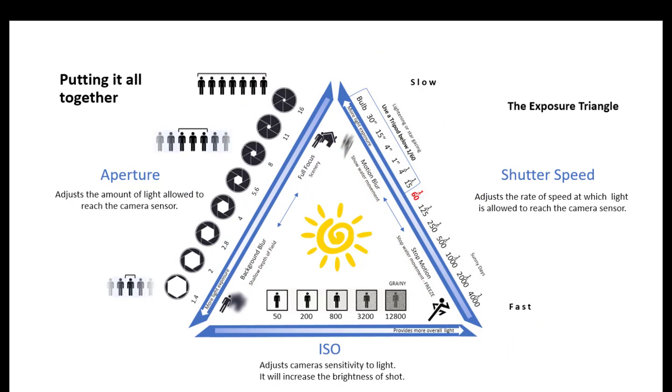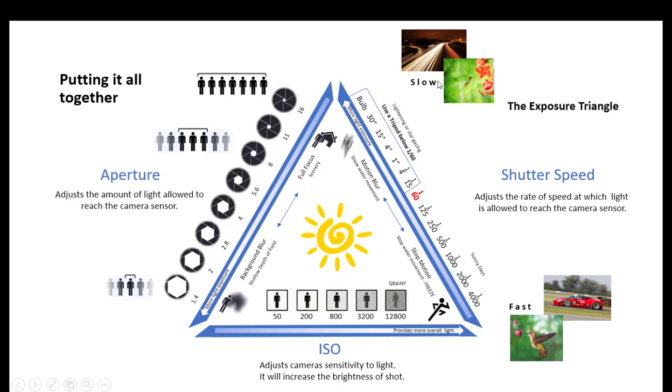For your shutter speed, remember the pictures of the hummingbird with the frozen wings and the car that was frozen in space. It freezes motion, and then you have capturing of motion at slow shutter speeds. You have full focus scenery, and you have depth of field at very small aperture readings.